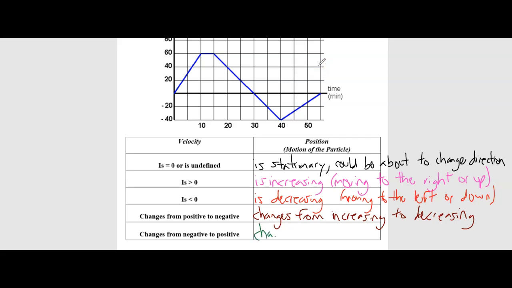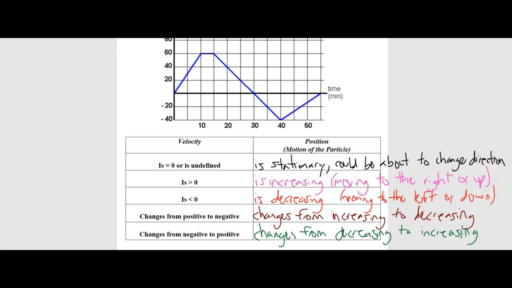And just the opposite for changing from negative to positive. The position function changes from decreasing to increasing. So the particle is moving to the left and then it starts moving to the right, or it's moving down and then it starts moving up.